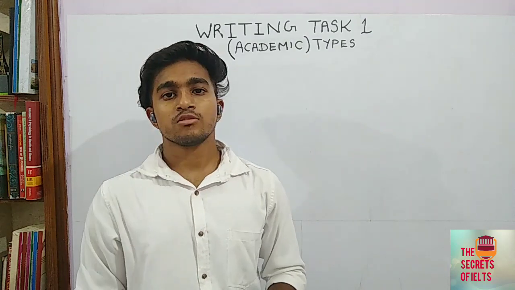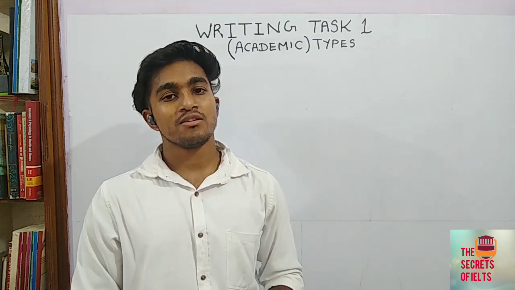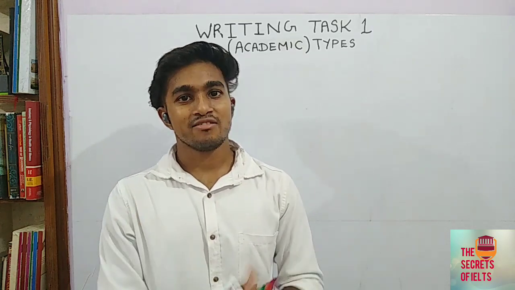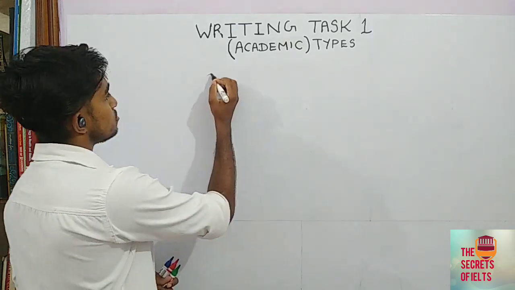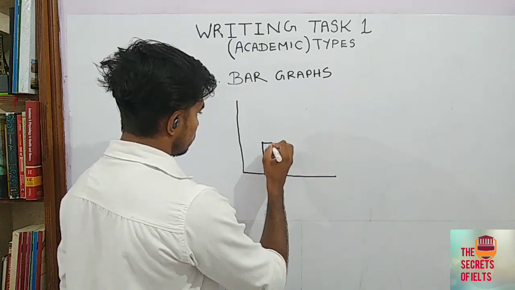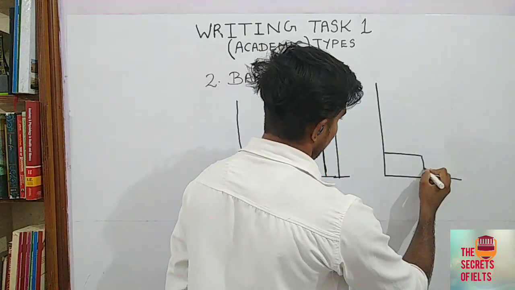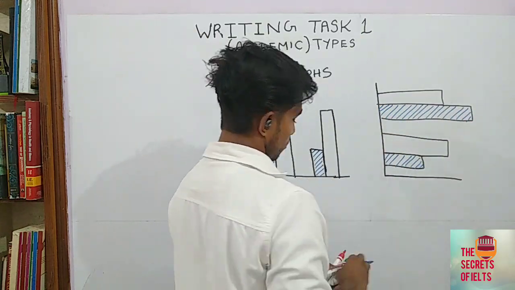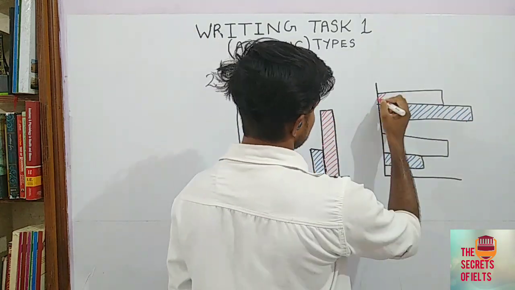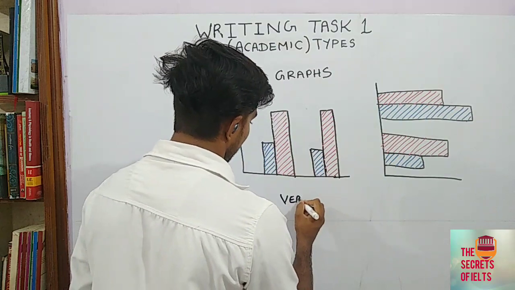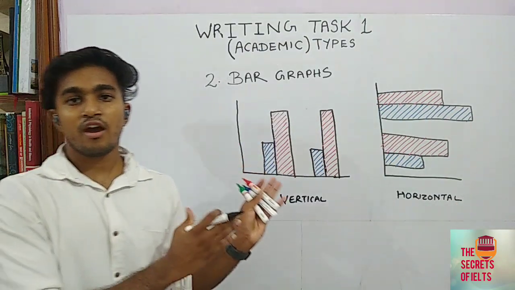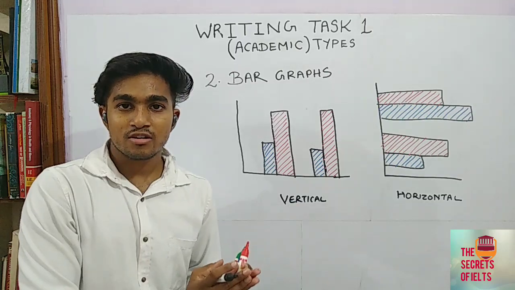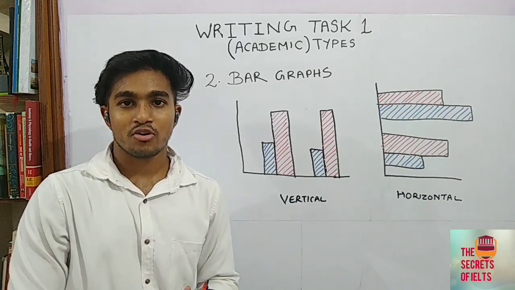The second type in writing Task 1 is bar graphs. So what are bar graphs? Let's have a look at them. We have 2 types of bar graphs. The first is the vertical and the second is horizontal.